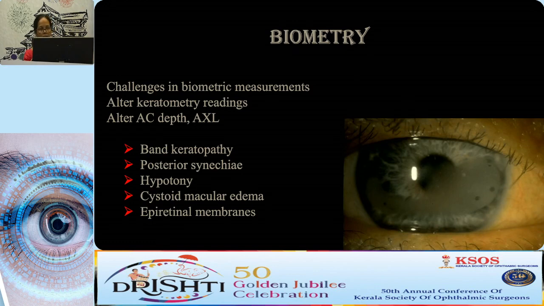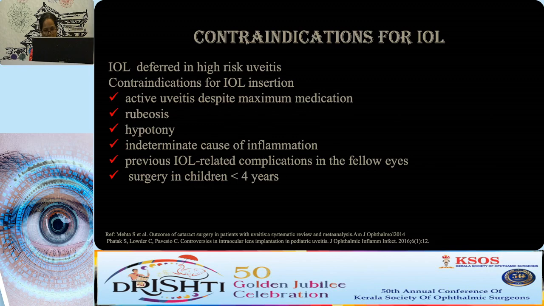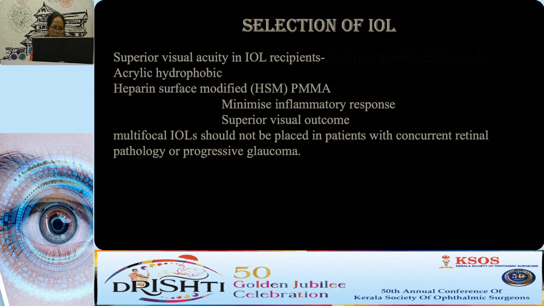Biometry is most of the time a challenge because of altered keratometry readings, altered AC depth, and axial length because of band keratopathy, posterior synechiae, hypotony, and cystoid macular edema. Contraindications for placing an IOL are in high risk uveitis only: active uveitis despite maximum medication, rubeosis, hypotony, indeterminate cause of the inflammation, and previous IOL related complications.